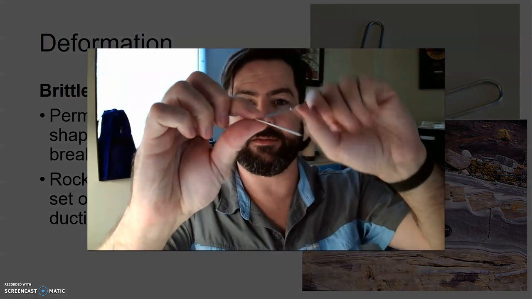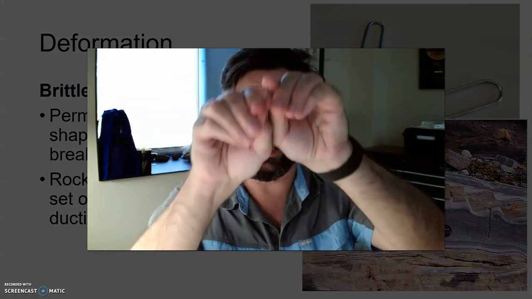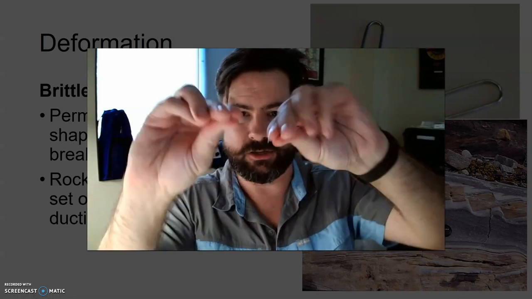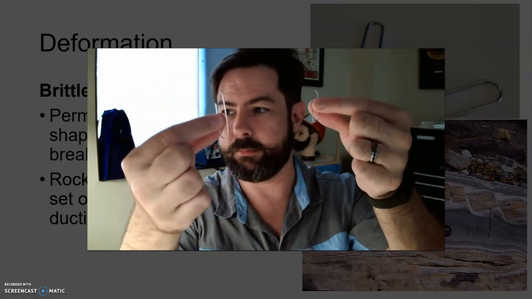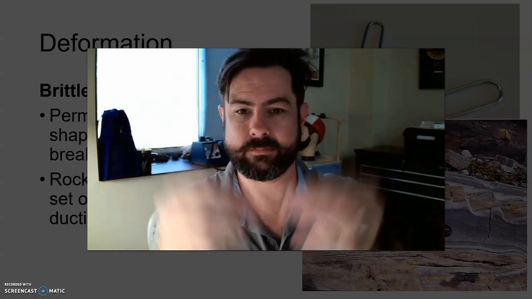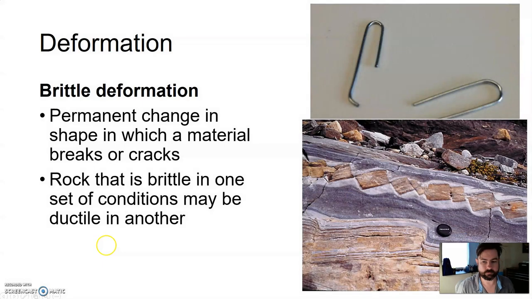So looking back at the paperclip, again, we're in ductile deformation, but a little too much stress causing too much strain, it will break. Now we're in brittle deformation. It's broken. And you can see that in the rock layers here, how they've been broken. Brittle deformation.